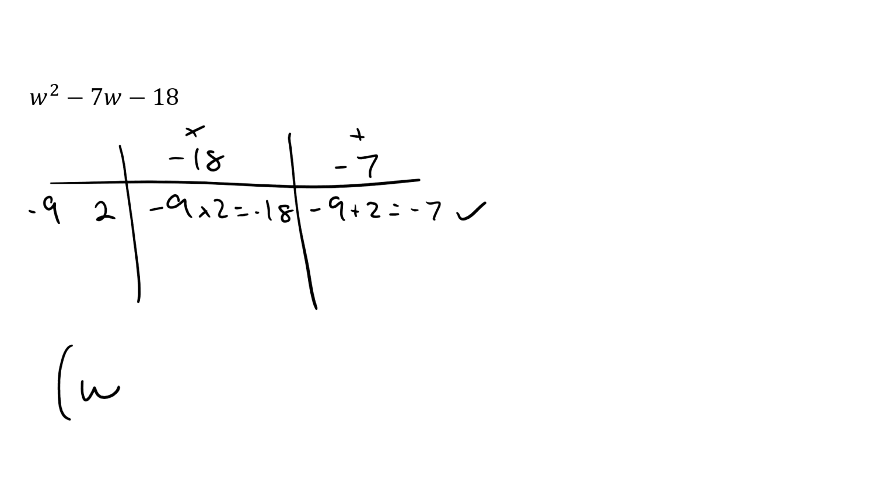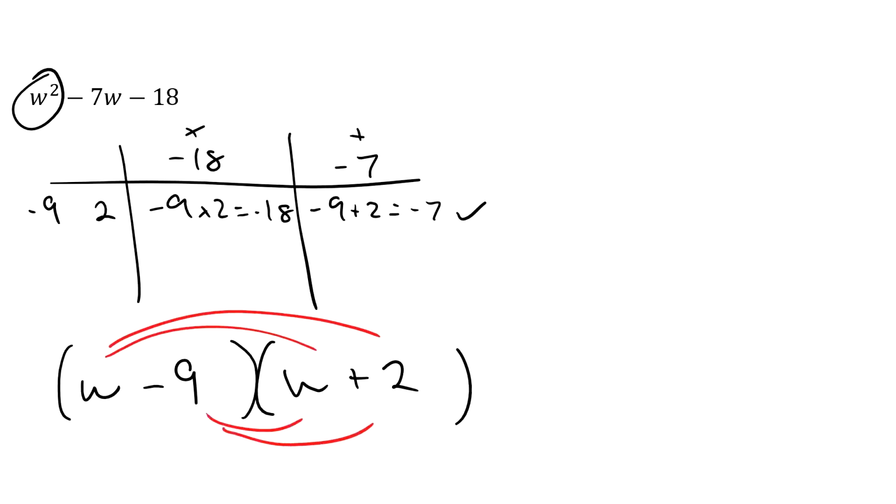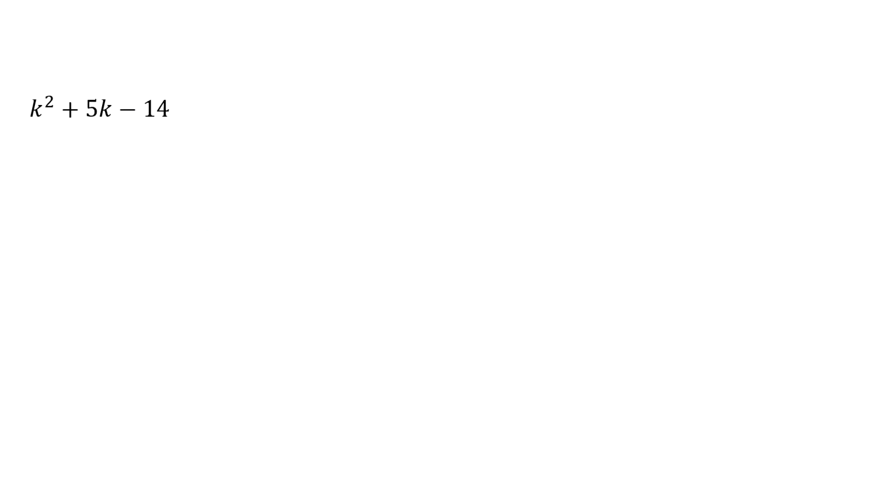So down here, w's this time because we have a w here, not x's. So negative 9 is one of my numbers and plus 2 is the other. So if I expanded that by drawing my arrows like this, I would get w squared minus 7w minus 18. Alright, we'll do one more.